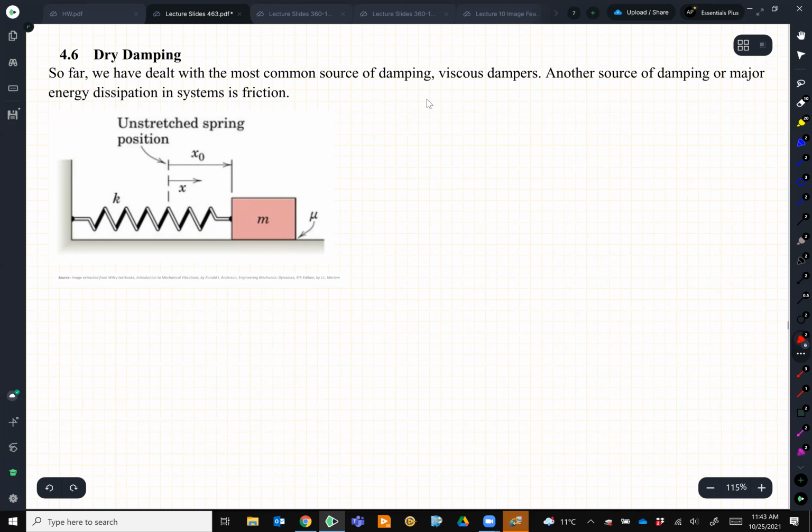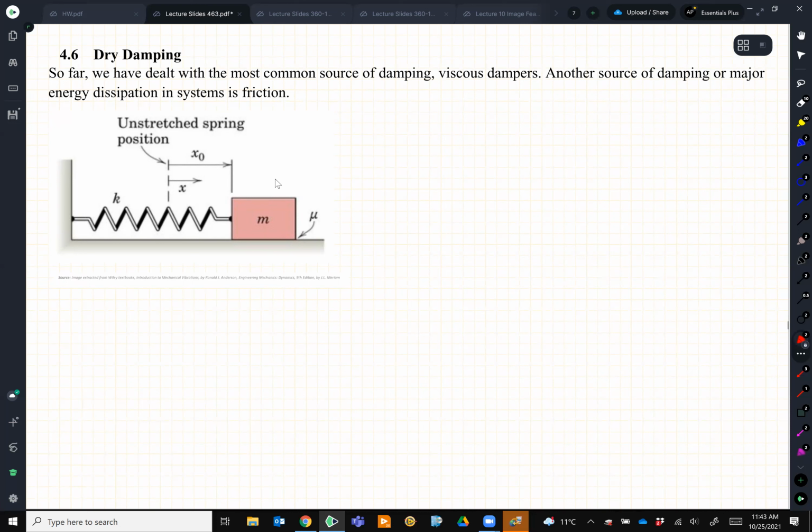Air, we don't care about air that much because the damping effect of air is not really that much. Water, yes, but air, no. Friction, like static friction, dynamic friction, or dry friction, is a source of damping. All you need to know about dry damping is whatever we are going to have in this slide for the next 7 minutes, and not more than that, because the focus of vibration is more on the viscous damping, what we had before.